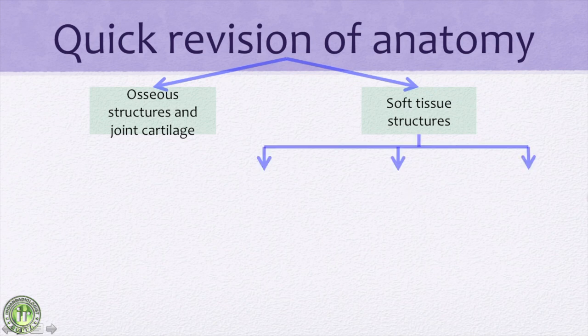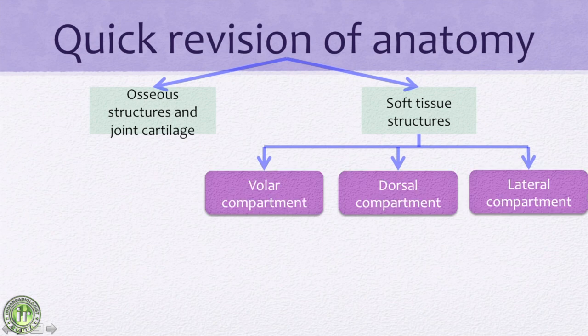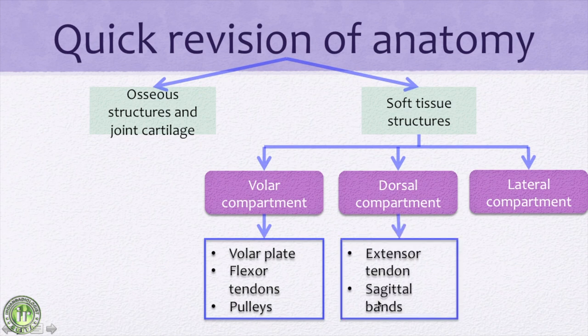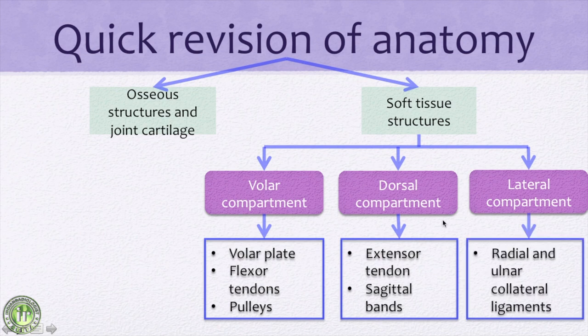So, soft tissue structures can be divided into three compartments, that is the volar, dorsal and lateral compartments. The volar compartment, the first structure is the volar plate, which is the deepest structure. Superficial to that, you have the flexor tendons and then you have the pulleys. In the dorsal compartment, there is extensor tendon, and superficial to that you have the sagittal band. So actually you have the entire extensor hood, but the sagittal band is the most important. And lateral compartment, you have the radial and the ulnar collateral ligaments.